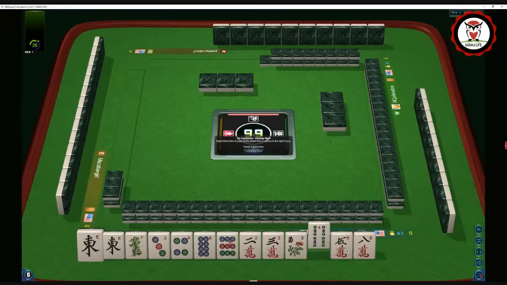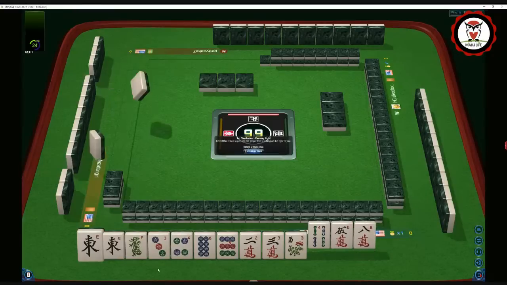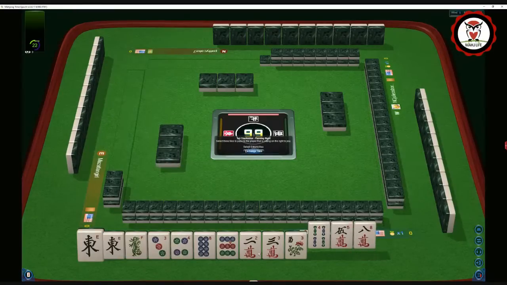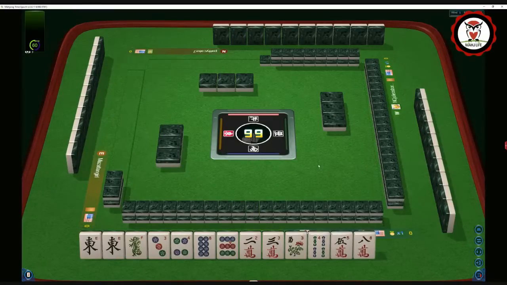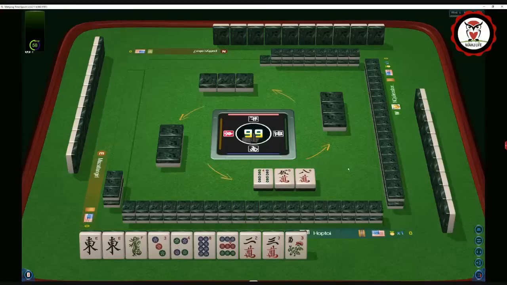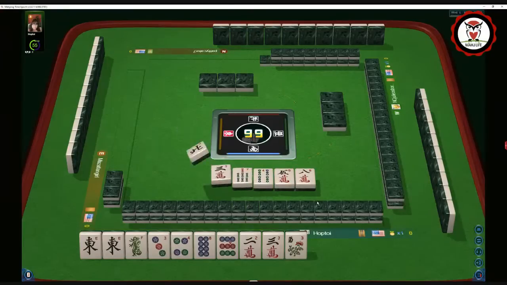2, 3, 8, 9, 3, 4, 2, 3. And we have tiles we can pass. So let's see what we can do with maybe east and west with a run or maybe winds. We'll see if they come around in the first Charleston.